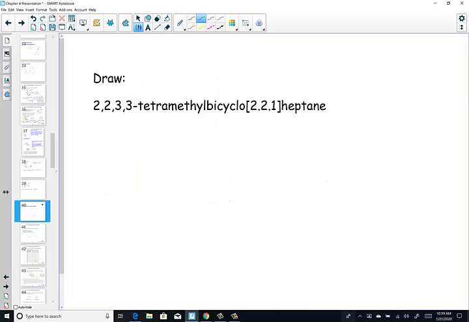Oh, this is fun. Sometimes these are challenging for me. I'm not a very good drawer, but we can sure give it a try. It says, let's draw this bicyclo structure: 2,2,3,3-tetramethylbicyclo[2.2.1]heptane. All right, so what should we do first? Well, I would suggest draw your 2 carbons as bridgeheads.